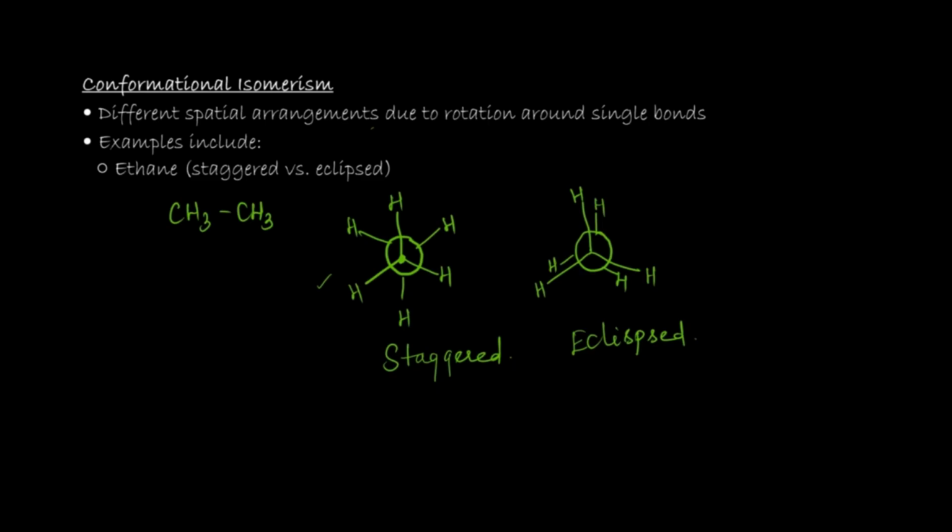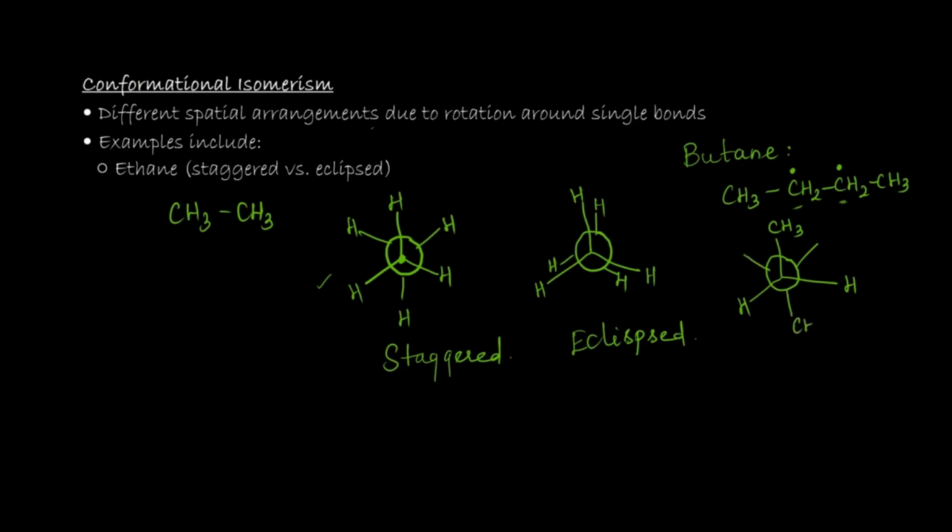Similarly, you can draw that for butane as well. Butane, CH3, CH2, CH2, CH3. If you want a detailed analysis of butane, let us know. Here the front and rear carbons are to be taken as these two carbons. One of those conformations will look like this. Here, for the staggered and eclipsed, we do have other arrangements as well.